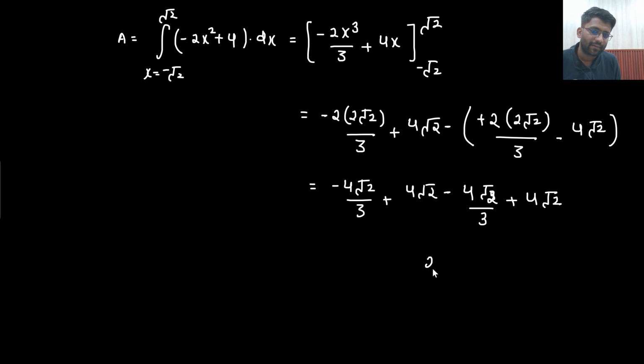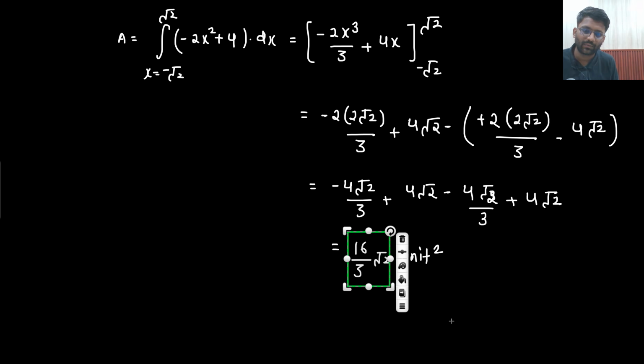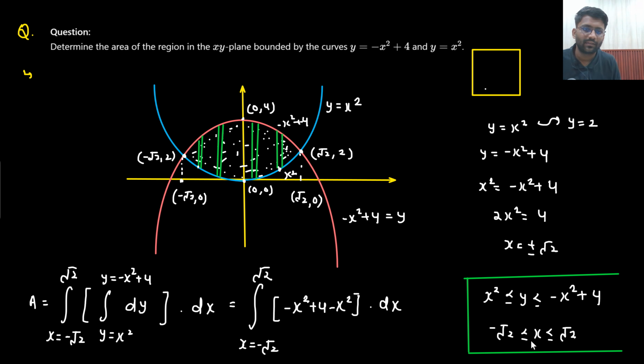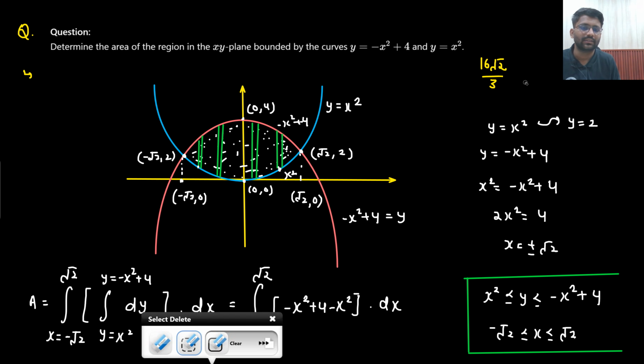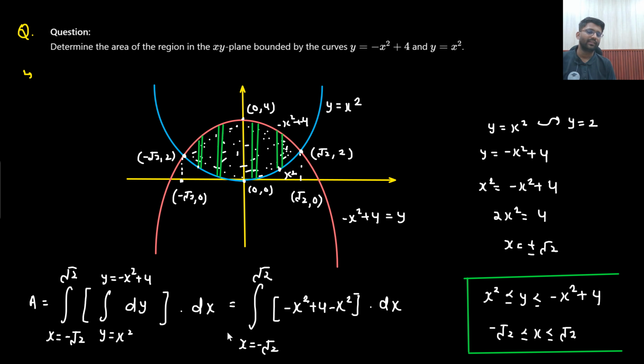So what you are getting? 2 into 4 under root 2, that would become 8 under root 2 minus 2 into 8 under root 2 divided by 3. So this will become 2 by 3 of 8 under root 2. So 16 by 3 under root 2 will be the answer. 16 by 3 under root 2 unit square will be the answer. Hopefully this is correct. Here the answer is written, 16 by 3 under root 2 is the answer. Okay, that's the answer, taking the vertical strip.